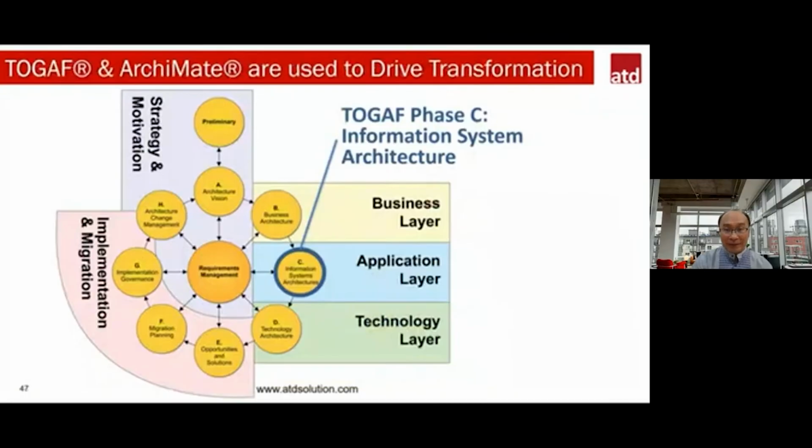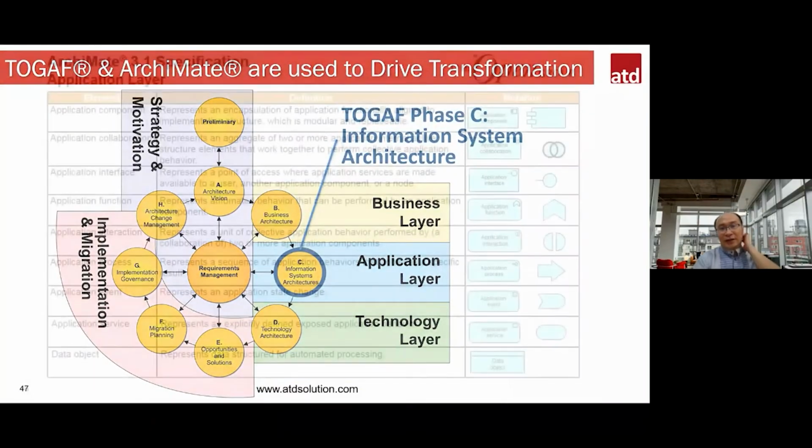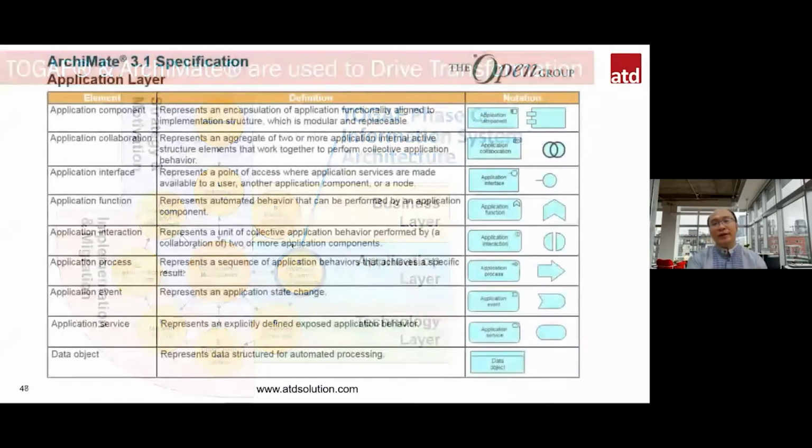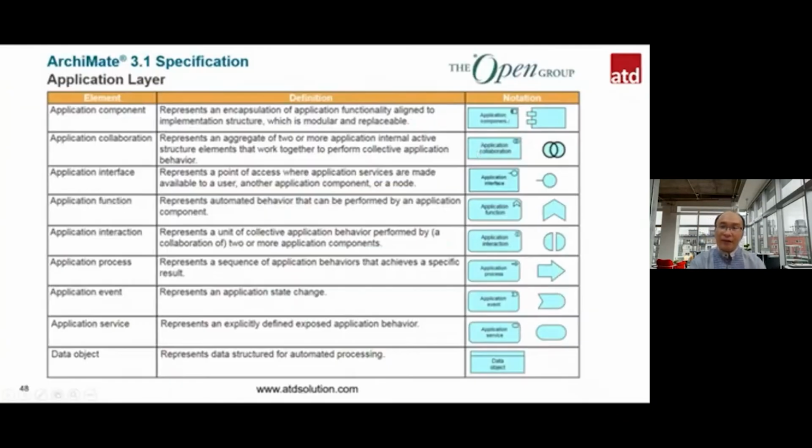Then the next one is the application layer, the information system architecture. These are the so-called building blocks used in ArchiMate. There will be application component, application collaboration, application interface, application function, application interaction, application process, application event, service, and data object. Data object actually represents the actual physical database table in this context.